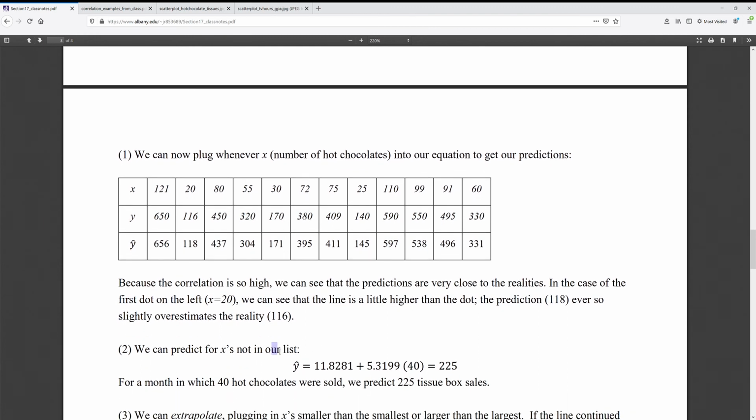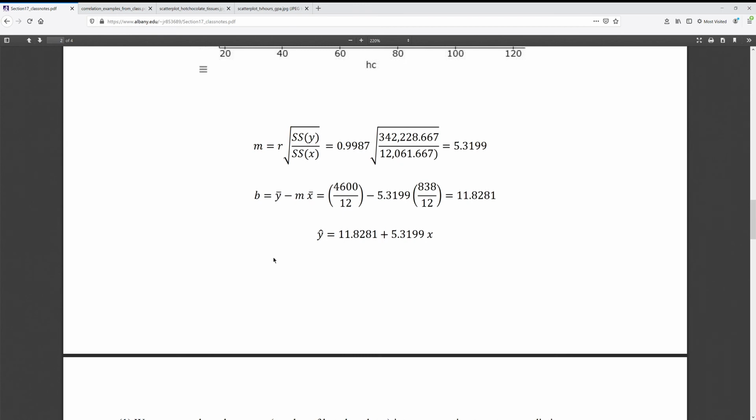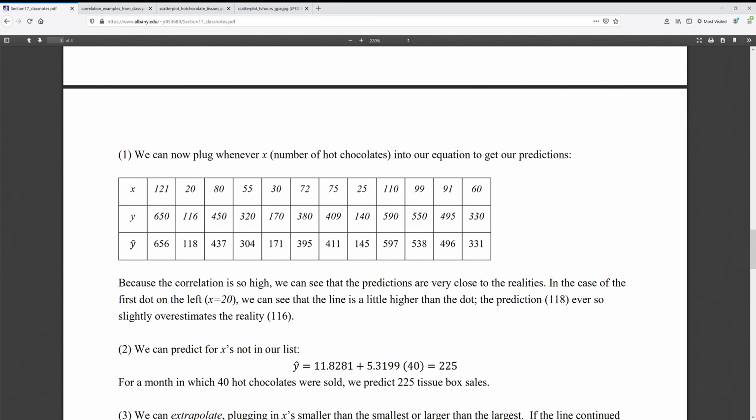It may have a basis in reality and it may not, but the best thing you can say is if you're using this line, then you are at least predicting better than any other line would predict. Even that is a kind of a presumption, but it's a solid one. So let's take a place where we don't have any dots, like say 40 here. Of course there's nothing close to a month in which we sell 40 hot chocolates, but if there were, we would sell 200-something tissue boxes. Let's check it out. If we run 40 through our formula, times that, plus that, then we get 225.